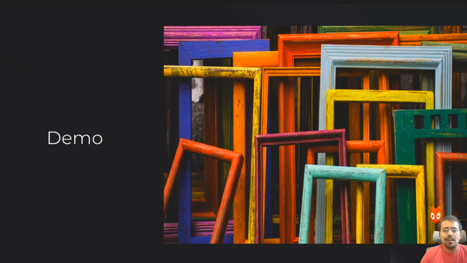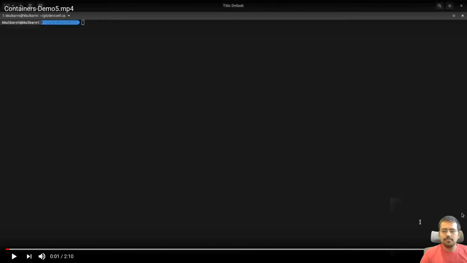So let's look at another demo. In this demo, we are going to see how we are building two different container images using a very similar format, one using the Dockerfile and another using the Buildah command line. And both of them are going to yield the exact same images with the exact same sizes. So let's look at that.